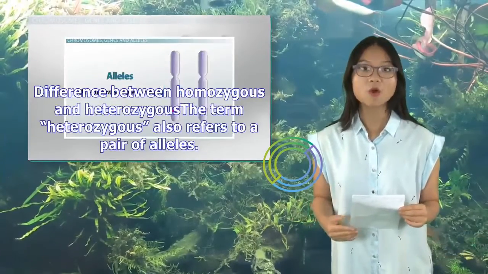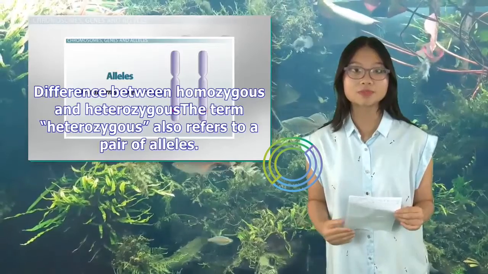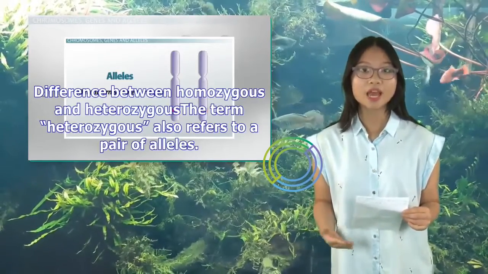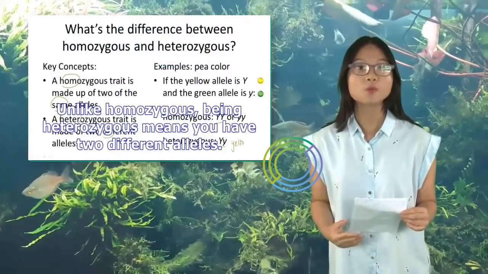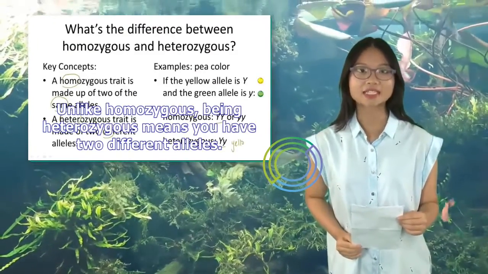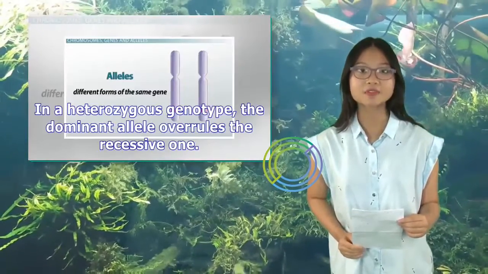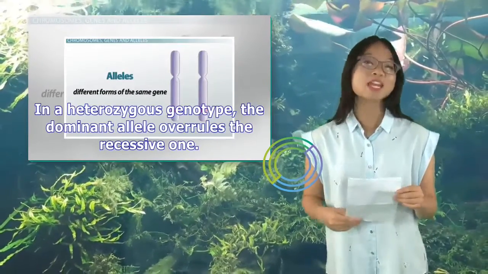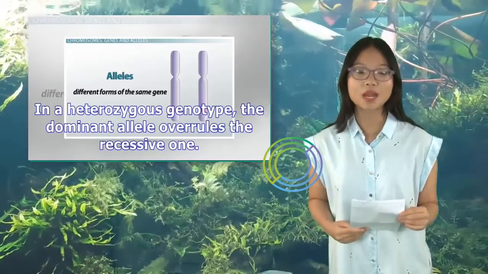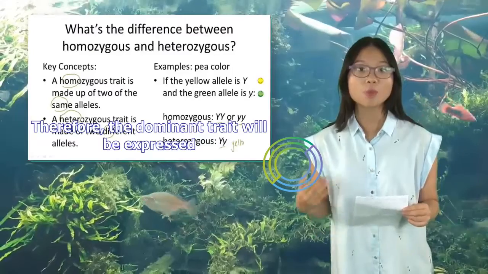Difference between homozygous and heterozygous. The term heterozygous also refers to a pair of alleles. Unlike homozygous, being heterozygous means you have 2 different alleles. You inherited a different version from each parent. In a heterozygous genotype, the dominant allele overrules the recessive one. Therefore, the dominant trait will be expressed.